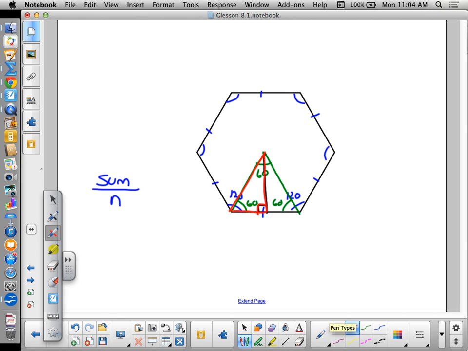Wow. Okay? So you start seeing how all these things are going to work together. Now, does that always happen in every polygon? No, just in every regular hexagon.